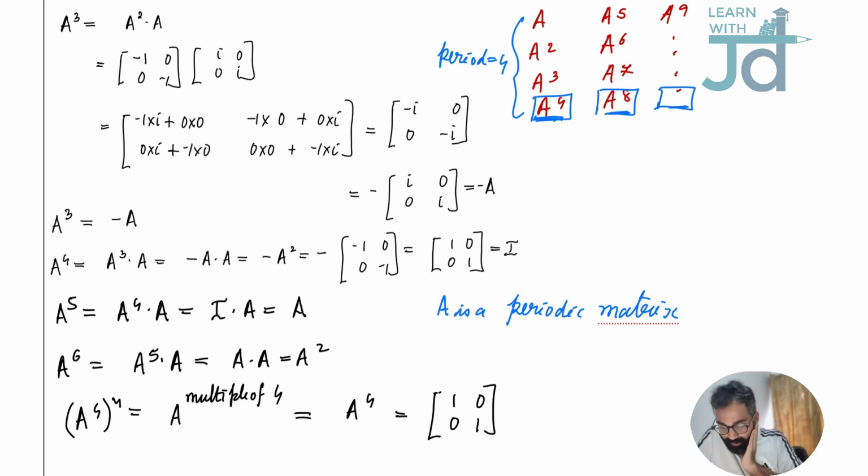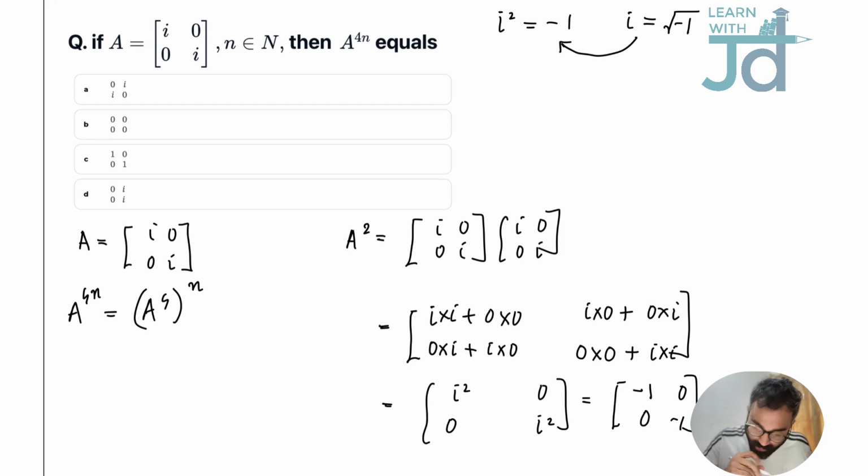There's a pattern. So it's a periodic matrix, and for all powers that are multiples of 4 you get the identity matrix itself, and that is what they asked. So this is the answer. Okay, I hope you understood. Let's go to the next question.